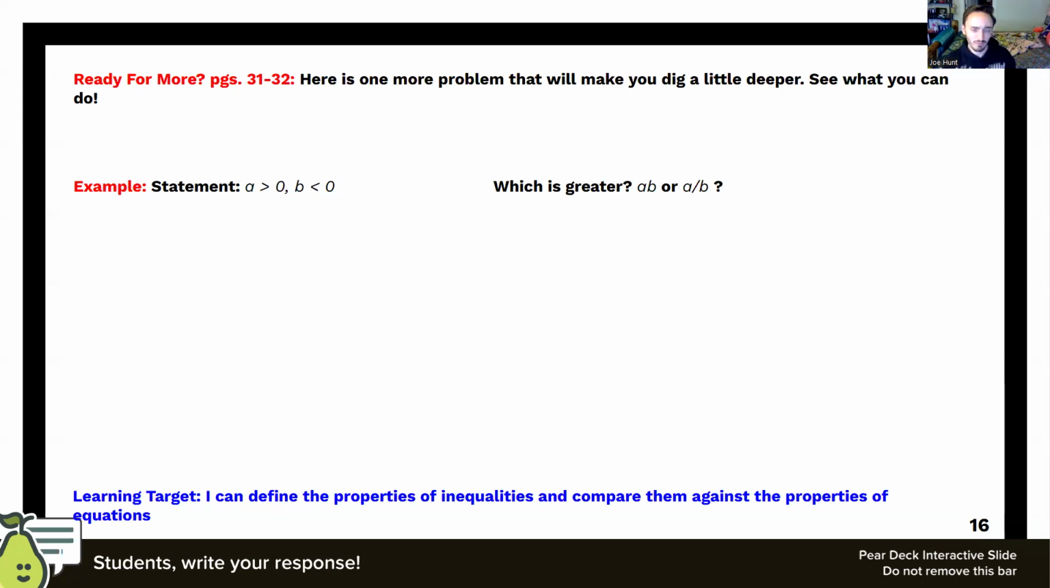Here's maybe one last one to get the gears turning again. Let's consider a statement that A is greater than 0, but B is less than 0. Which one's greater? A, B, or A divided by B? Try this one on for size real quick and see where you get.